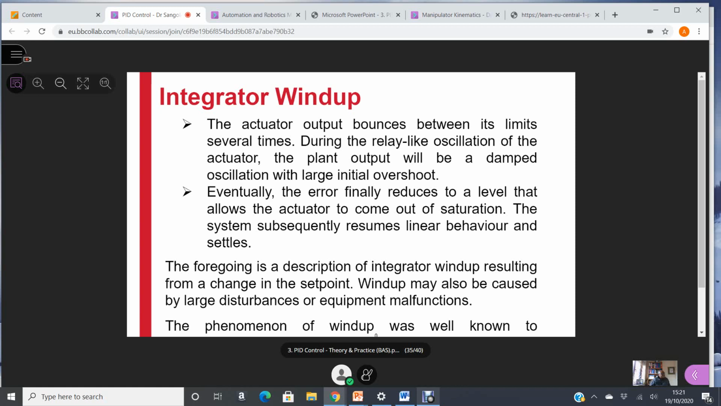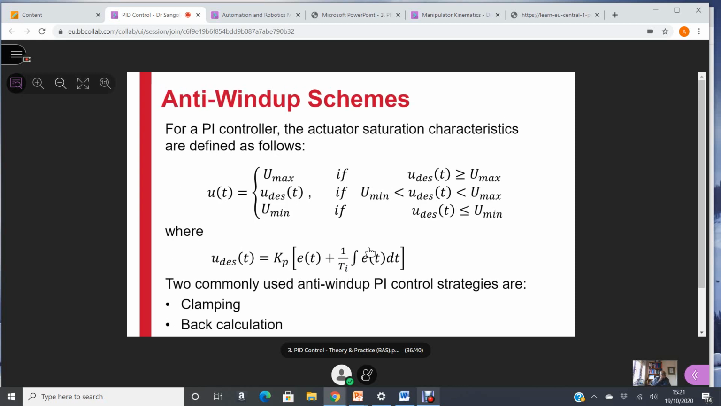So this phenomenon of wind-up was a problem for a long enough period for the industrial process control engineers to say, okay, we need to come up with strategies to improve things. And so what they came up with are these so-called anti-wind-up schemes, which avoid the integrator wind-up. So let's quickly look at a couple of anti-wind-up schemes.